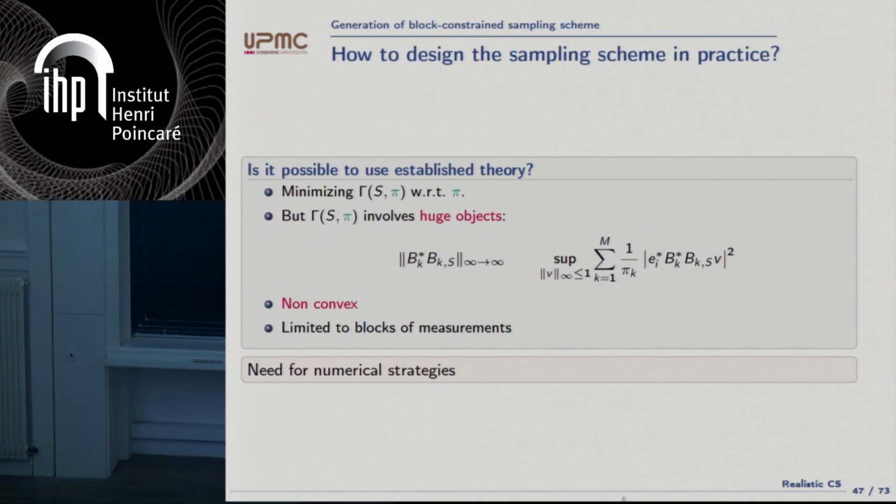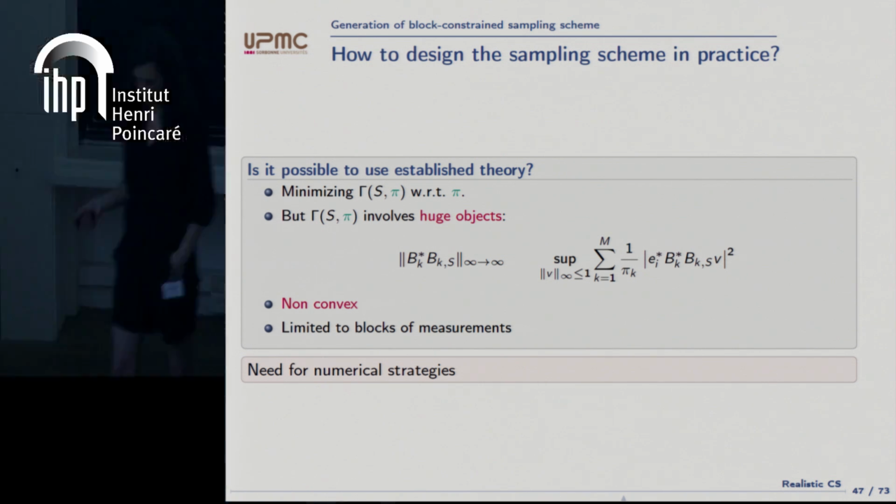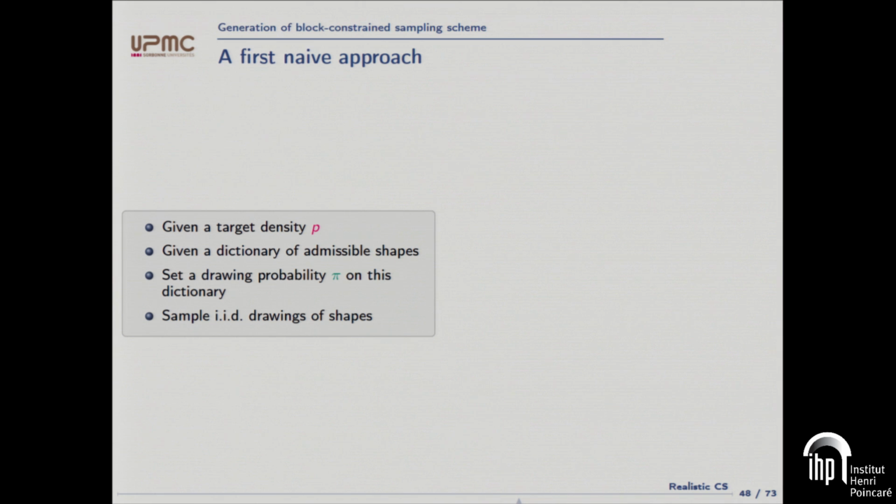So this part is only using numerical strategies, but quite interesting ones. The first naive approach that I attempted with Pierre was to be given a target density P. You can think about it as the radial density given by compressed sensing theory. You know that in compressed sensing, in the case of MRI, you should sample according to some probability distribution, which is radial. But you cannot do it in practice. You cannot sample IID samples, isolated measurements, in an MRI machine.